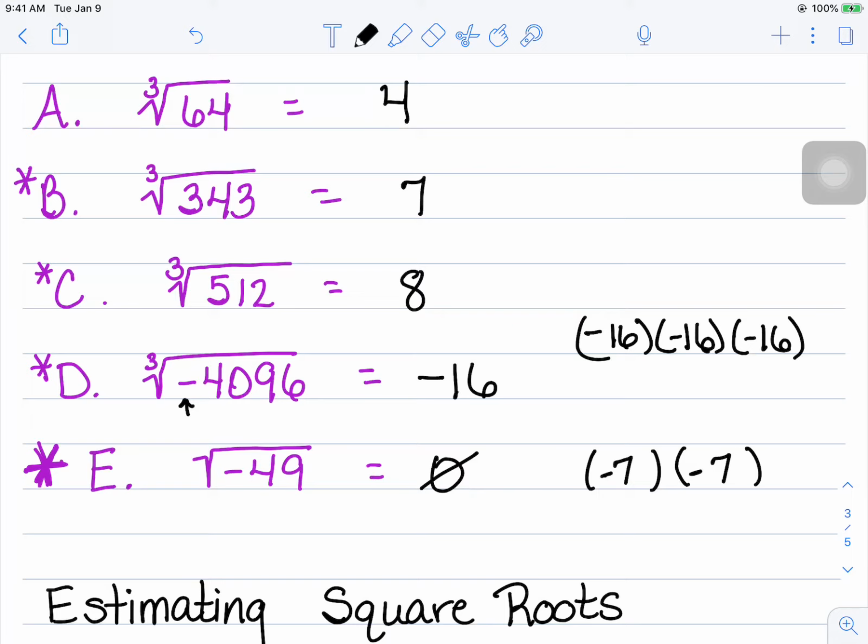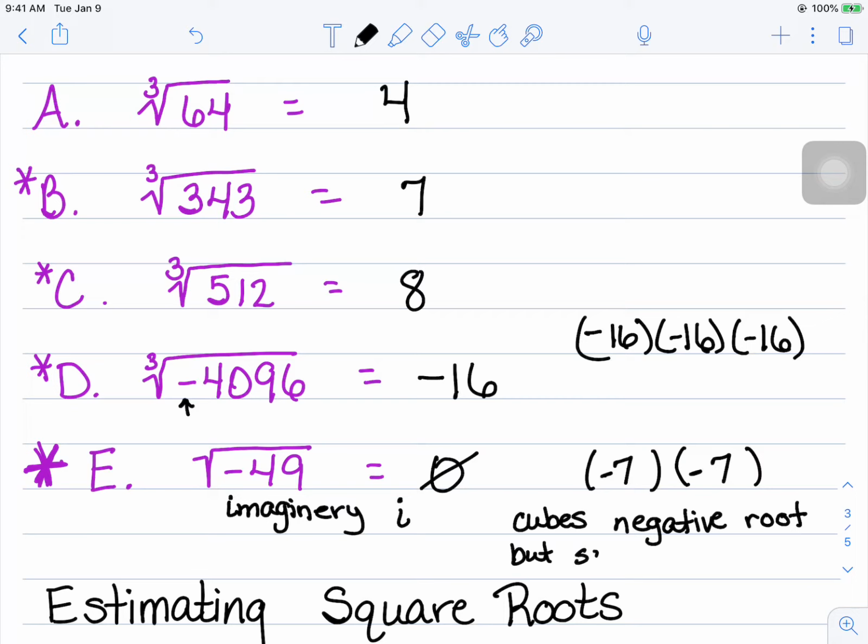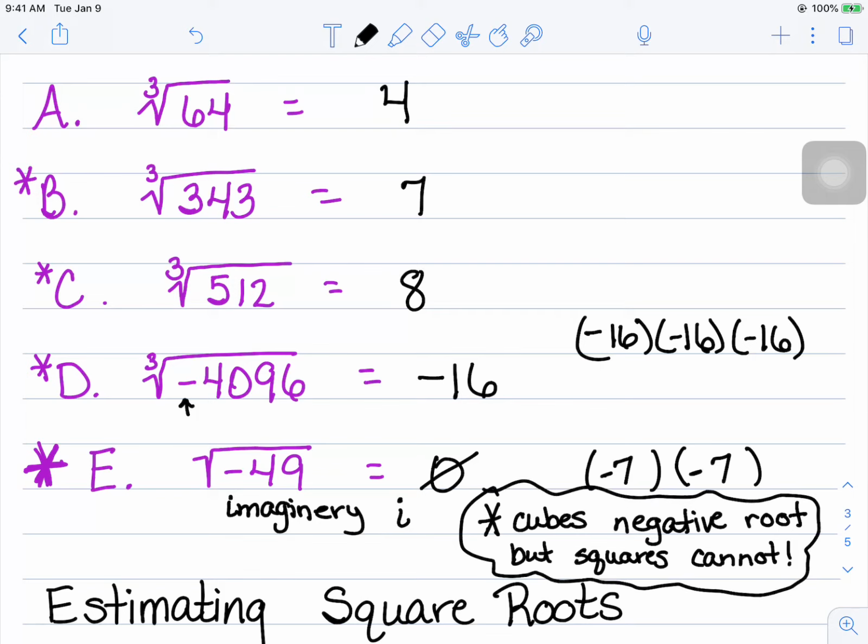This is what we would call an imaginary number that you'll learn more about when you get into higher level math. We usually represent them with a letter i for imaginary. But cubes can have negative roots. But squares cannot. So that's very important to add to your notes. So put your little star there, circle it, highlight it. It's very important to know that situation.